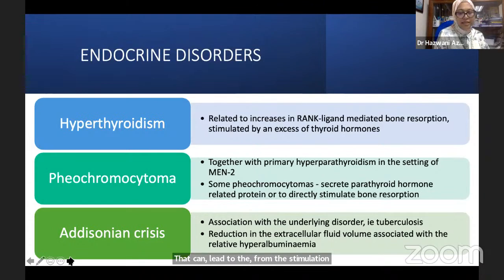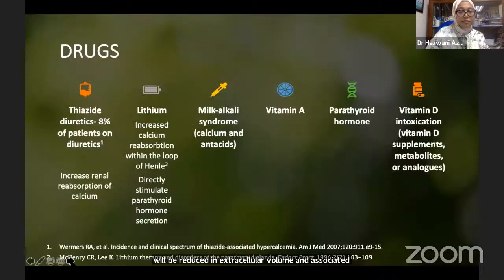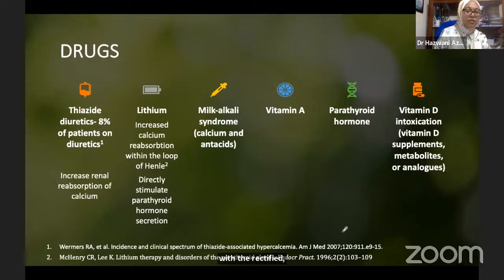So in Addisonian crisis, sometimes we have to exclude the underlying disorder. Tuberculosis, for example, can lead to hypocortisolism from the adrenal involvement, and hypercalcemia might also be contributed by the tuberculosis granulomatous disease itself, or because of the dehydration state in Addisonian condition, where there is reduced extracellular fluid volume associated with relative hyperalbuminemia in the dehydrated state. So these are the common drugs that are related to hypercalcemia.